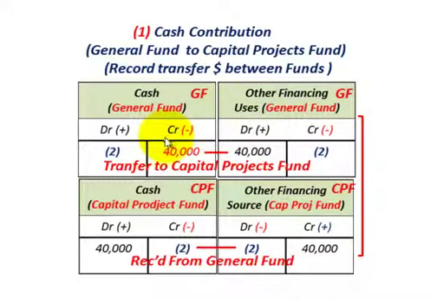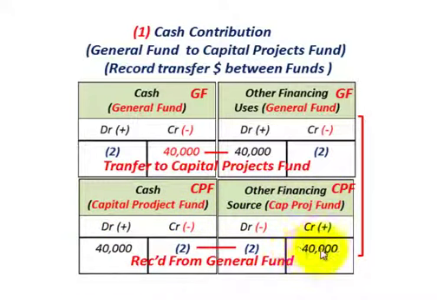Okay, so let's look at that transfer. Credit cash in the general fund for $40,000, reducing our cash account by that amount, and then the debit goes to other financing uses in the general fund for $40,000, for the transfer of that $40,000 to the capital projects fund. And then in our capital projects fund, we're going to have cash received. Debit that for $40,000. $40,000 going out of the general fund, $40,000 coming into the capital projects fund.